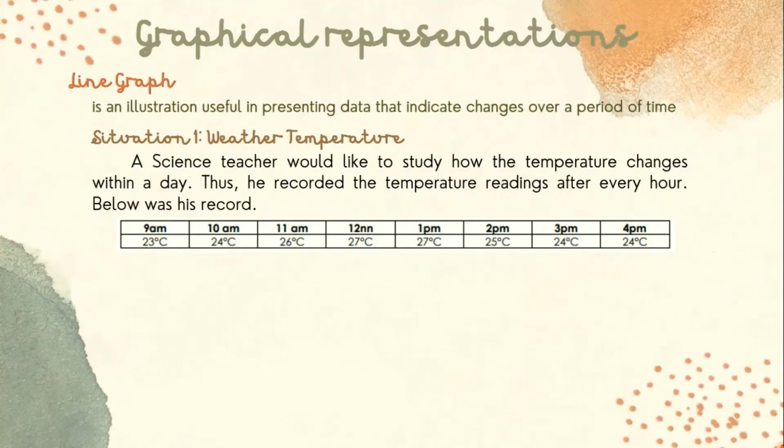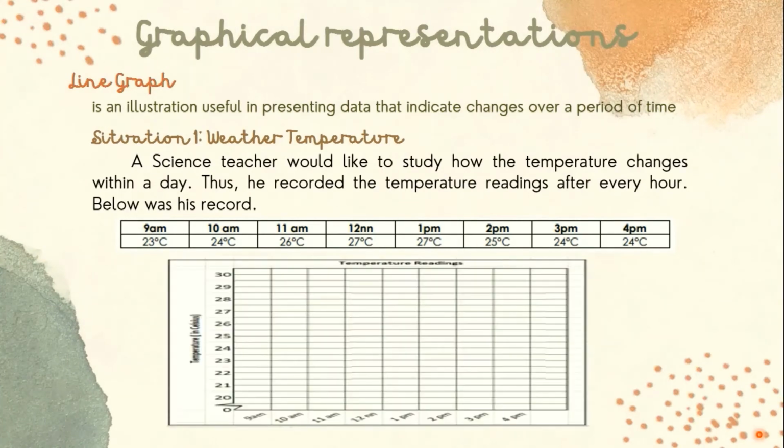Gagawa tayo ng line graph to illustrate this data. For line graphs, parang kamukha rin ito ng bar graph. Meron tayong rectangle na may mga grids para maging markings at hindi tayo malito. Meron tayong grids for horizontal, ito yung kanyang x-axis. At meron din tayong grids para naman sa vertical, yung kanyang y-axis. And then we will plot this data.